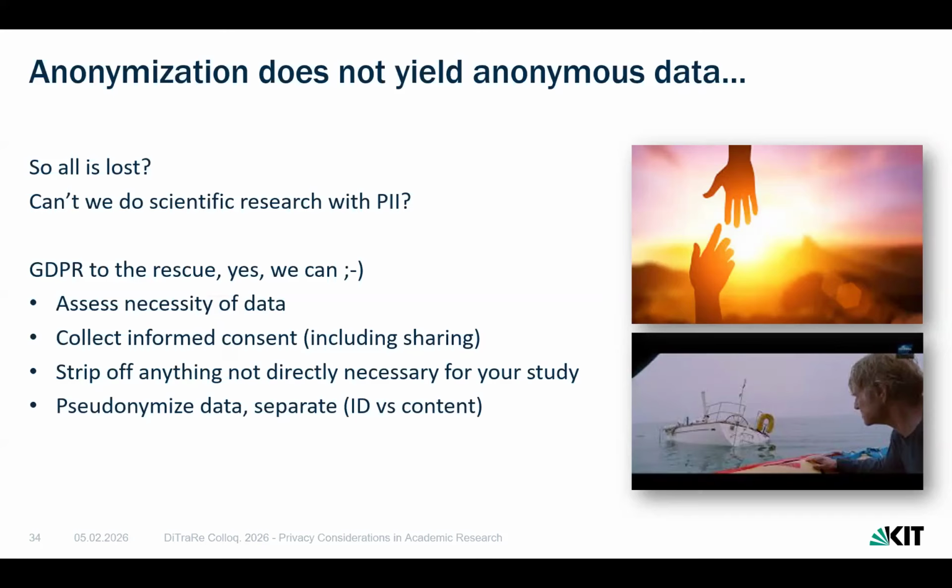You can strip off anything not directly necessary for your study. So maybe you get smartwatch data, but you only need ECG data, so throw away all of the rest. You can pseudonymize the data. I believe that anonymization is not going to work, or only very rarely. But you can pseudonymize the data properly and try to reduce the risk of re-identification. And that can actually work comparatively well if you do it properly. And of course, you can separate the pseudonyms from the actual content, so that even if computers break and data leaks, you have the linking information somewhere else.